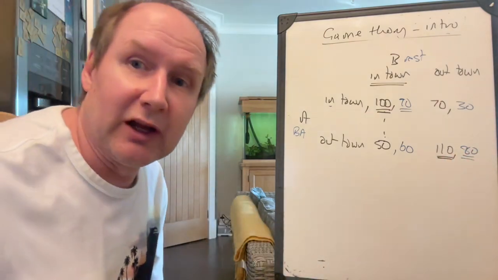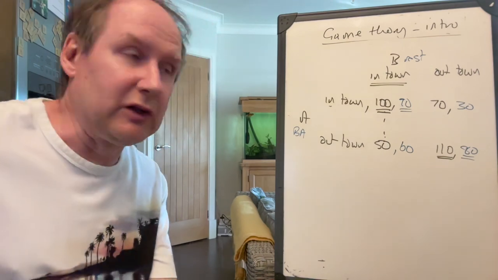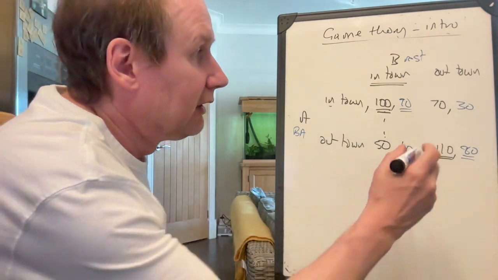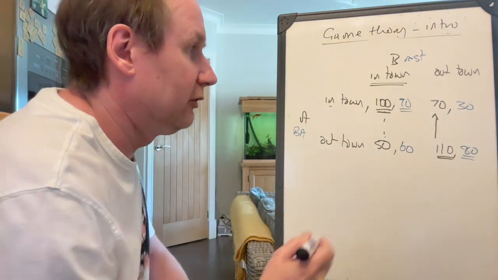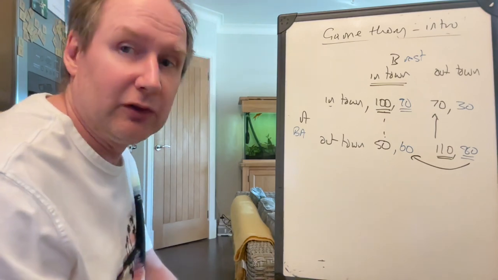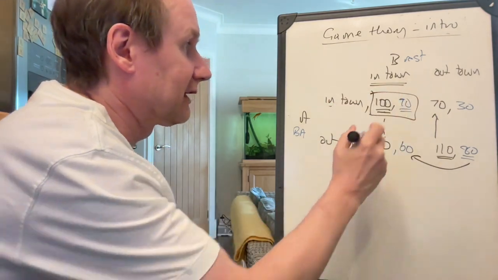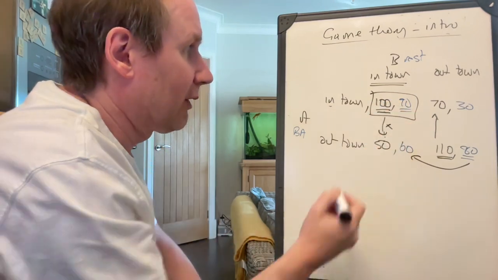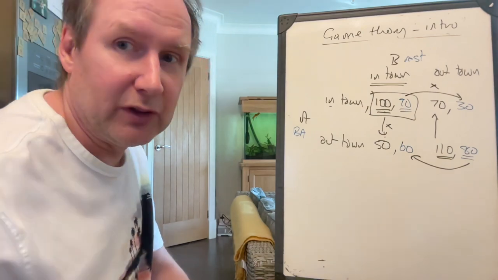So what you've got is two Nash equilibria. Neither player would want to change in this case. If they're both out of town, then if suddenly A goes in town, they lose. If B goes into town, they lose. So that would be a Nash equilibrium. But likewise, up here, if they're both in town, A certainly doesn't want to go out of town because they lose, and likewise, B doesn't want to go out of town because they lose.